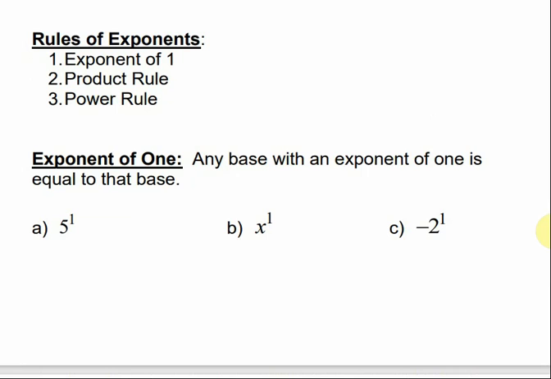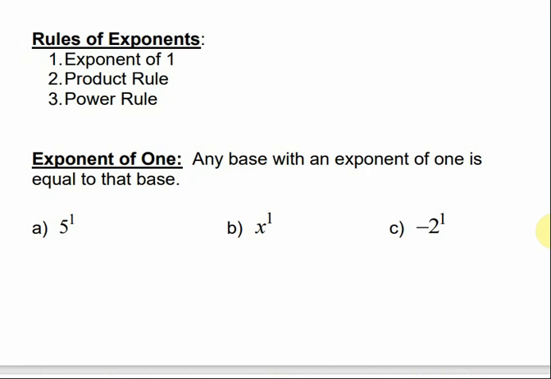Exponents have different rules when we're dealing with them. The rules that we're going to talk about first are the exponent of 1 rule, the power rule, and the product rule. Or I said those in the opposite order of the way they're listed. But the exponent of 1 rule, the product rule, and the power rule.